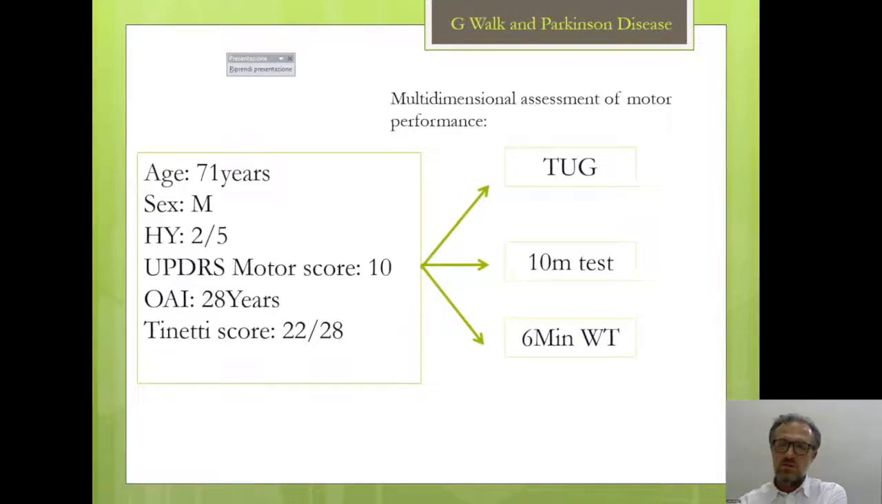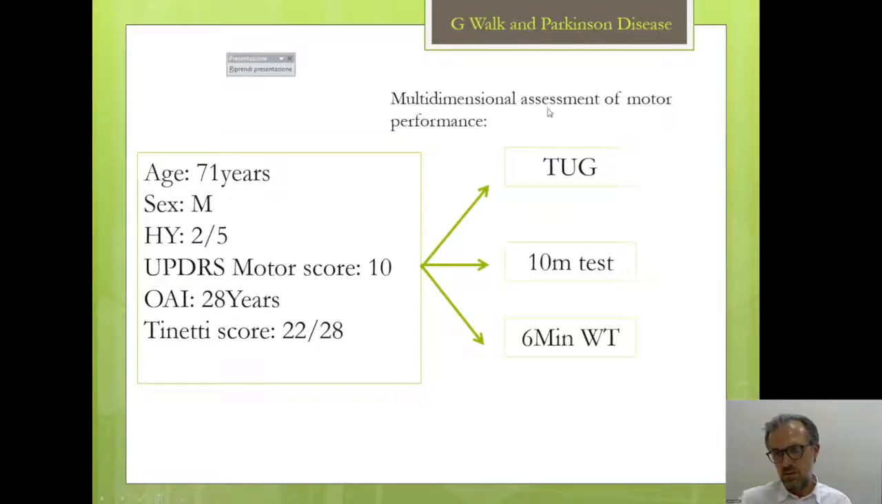Another multidimensional assessment of the motor performance can be provided with patients affected by Parkinson's disease. In this case, we have a 71-year-old gentleman. He has been affected by this disease for at least 28 years. It's a lot of time, but he's maintaining 2.5 on the Hoehn and Yahr classification, 10 points in the motor section of the UPDRS, and 22 and 28 on the Tinetti score.